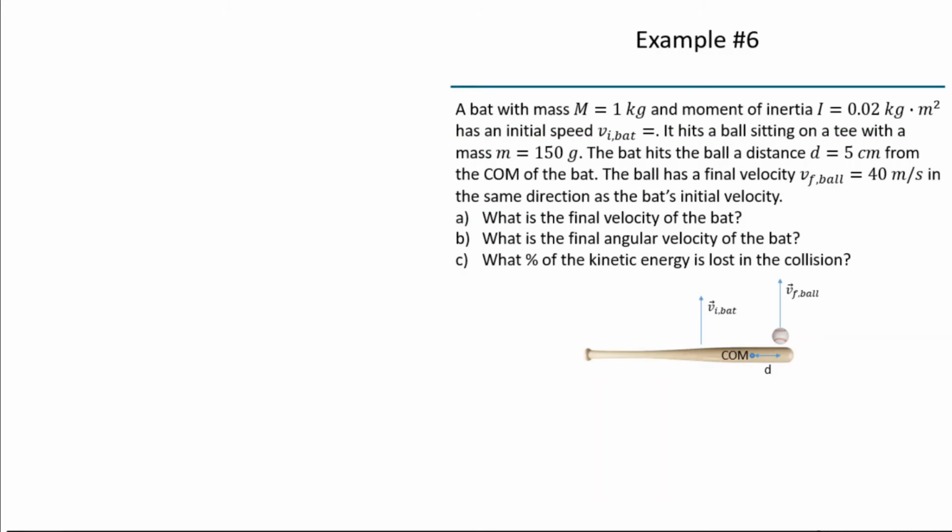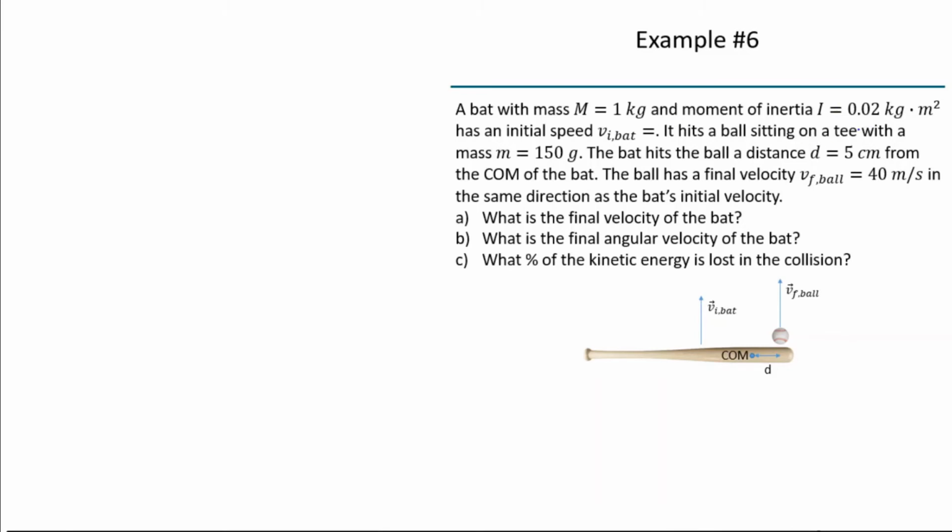Another type of problem that we can solve now that we have angular momentum is collisions between extended rigid bodies. Just using linear momentum, we could only solve problems that involved collisions between point particles, and we modeled all collisions as happening between point particles. But now we can model collisions between rigid bodies. And so one example of a problem we can solve using angular momentum is the collision between a baseball bat and a baseball.